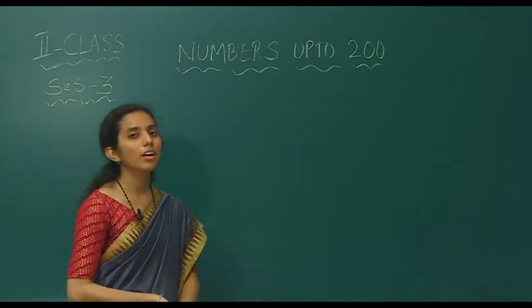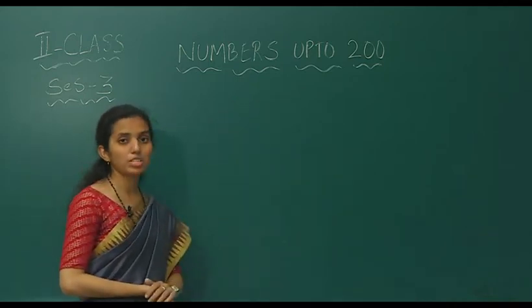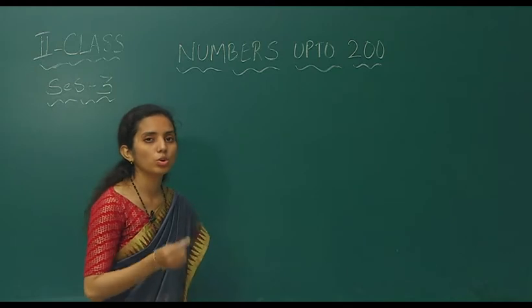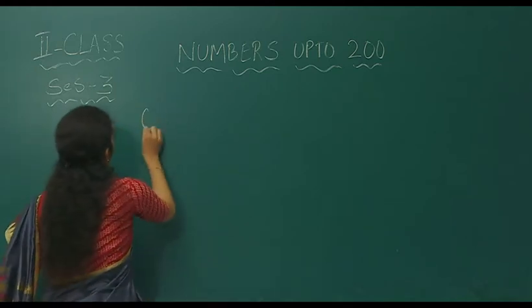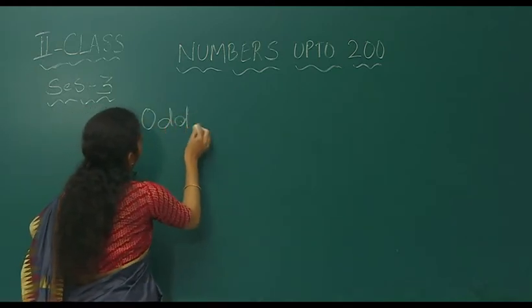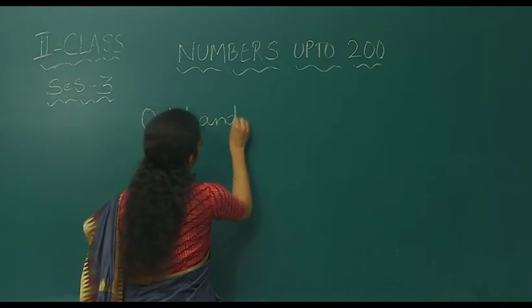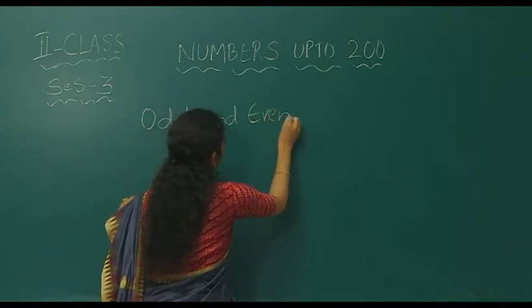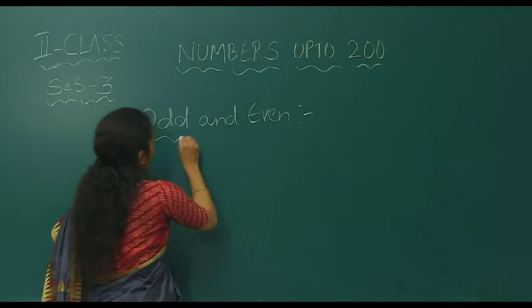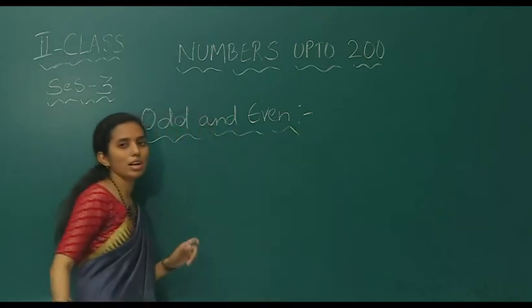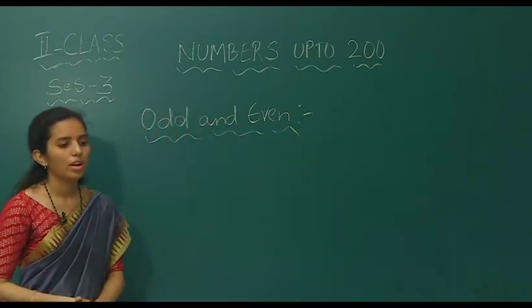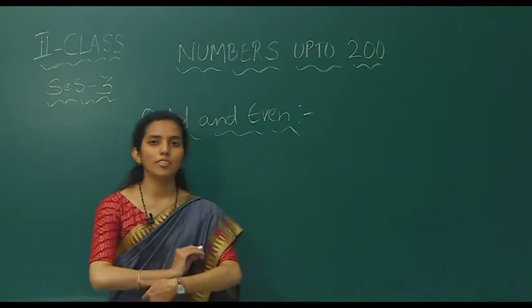So we are in our first chapter, that is numbers up to 200. Today's topic is odd and even numbers. How to find out whether a number is an odd number or an even number.